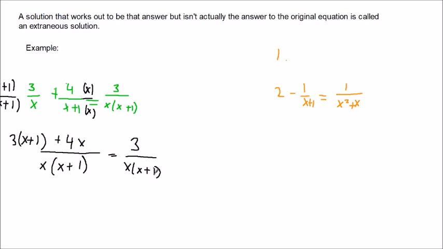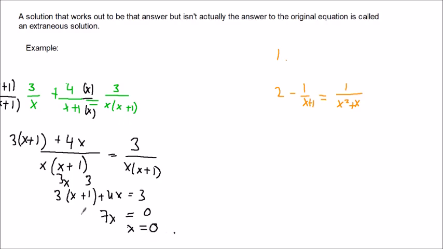Right? Since they're both the same denominator, we can just drop the denominator. We'll have 3 times x plus 1 plus 4x is equal to 3. And then we'll have 3x plus 4x, that's 7x, plus 3 is 3. Right? I'm doing it pretty quick. That's 3, and that's 3x. So this is 3, and that's 3. So it goes away. 7x is equal to 0, x equals 0.